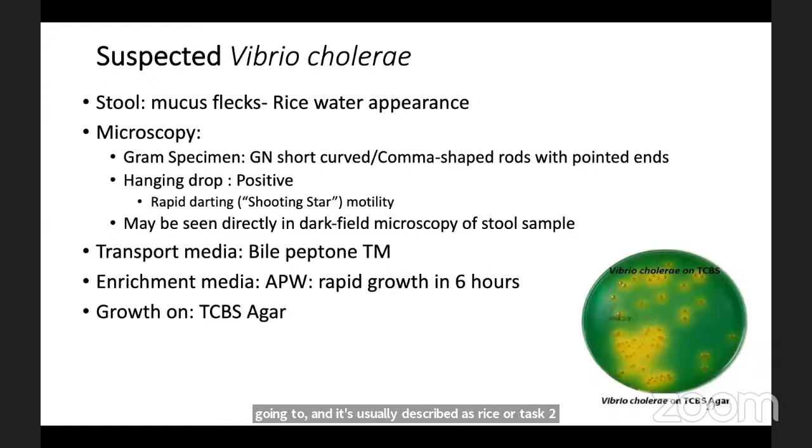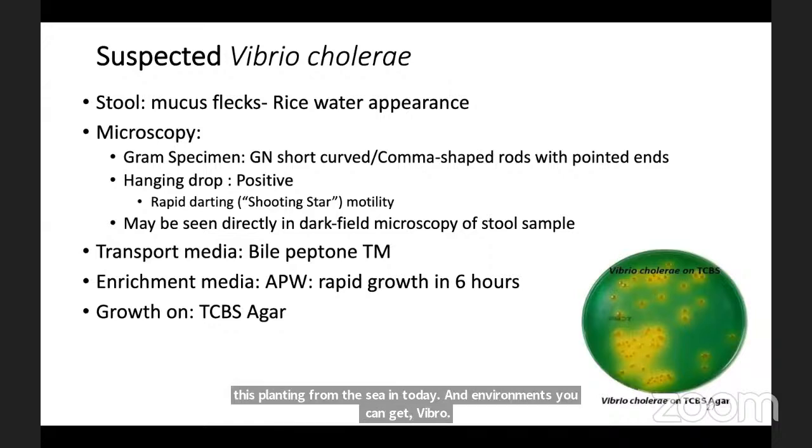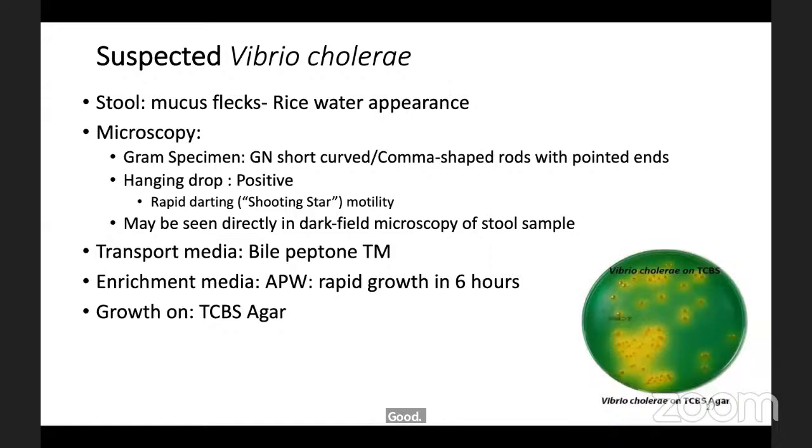So when it peaks in the rainy seasons like this, when there's flooding and there's planking from the sea into the environment, you can get Vibrio cholerae going up. So we can do microscopy in several ways. You can either Gram stain, and you see gram-negative short, curved, or comma-shaped rods.